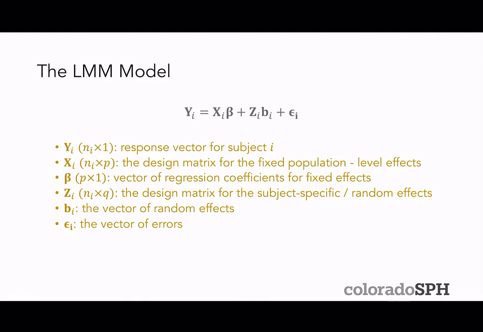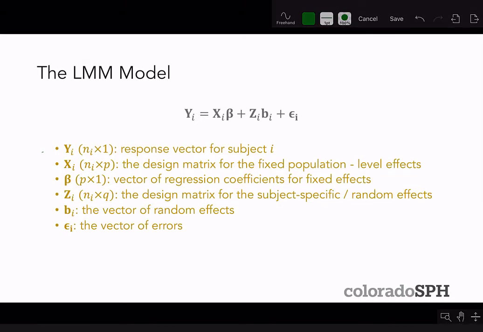So looking at this model in a little bit more detail, we start with your bold Yi. That is a vector of responses for subject i. I think ni is the terminology we've usually been using for the number of observations for a subject. So this is going to be a vector with all of the different response values for a given subject. So if the first subject has 10 measurements of the outcome over time, that's going to be a vector of length 10. Then the Xi is going to be a design matrix.